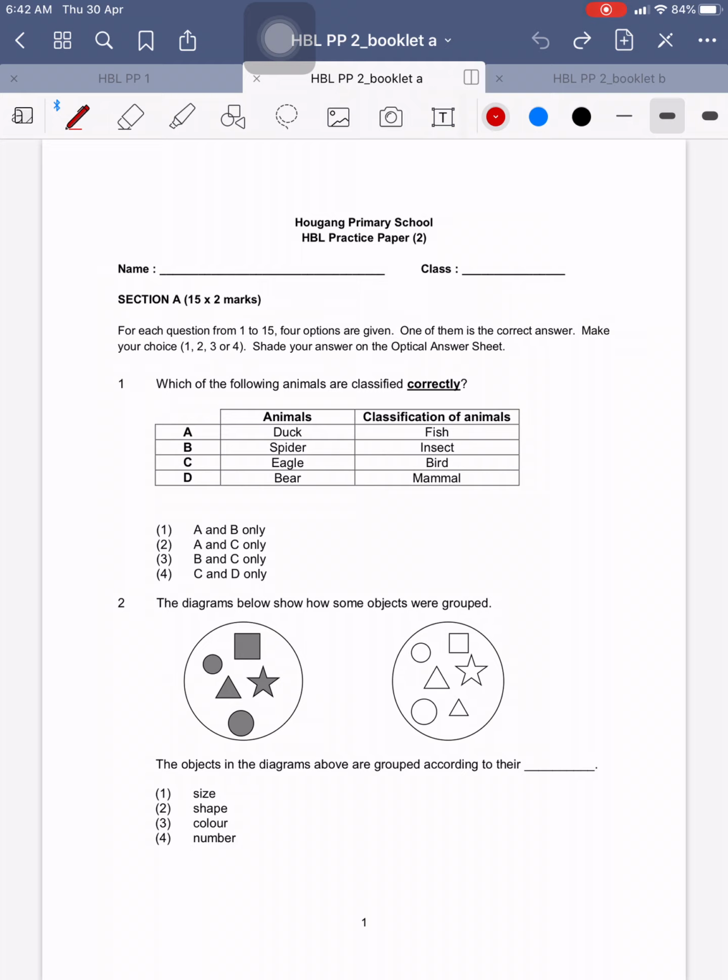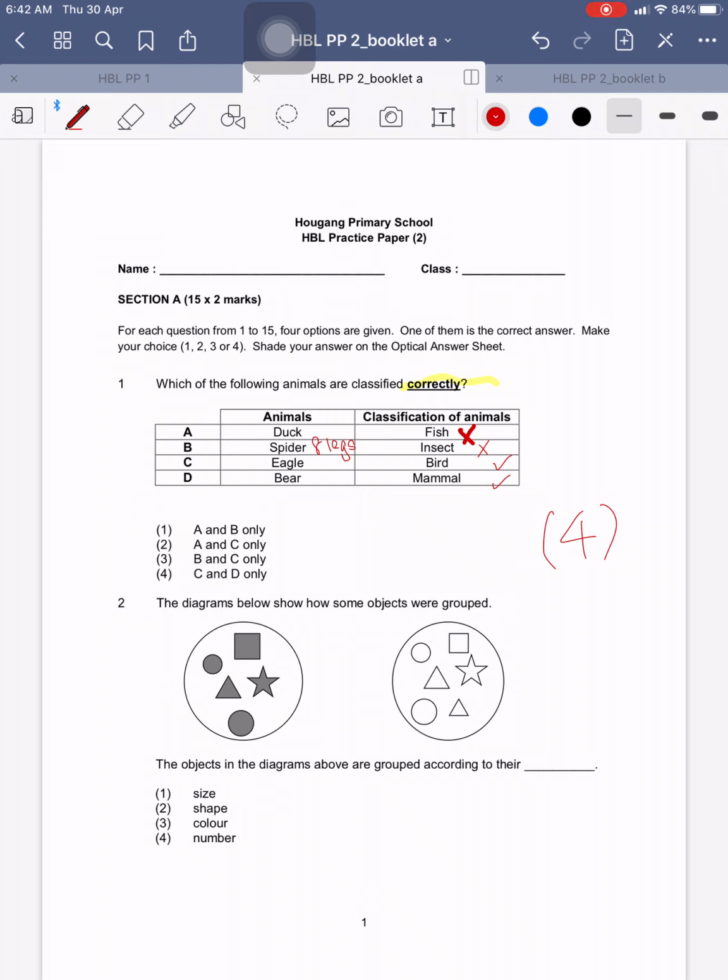Now question number 1, which of the following animals are classified correctly? Okay, for option A, duck. Now duck, we know that it's a bird, so this is wrong. For option B, spider. Spider, it has 8 legs, so it is not an insect. Now eagle is a bird, so it's correct, and bear is a mammal, and that's correct. So the answer will be 4, C and D.